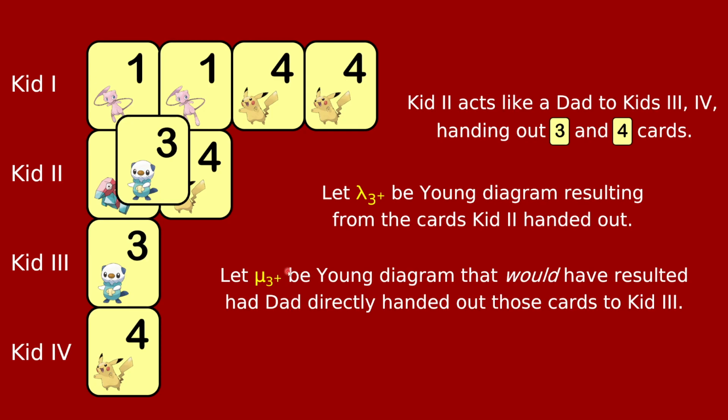And the lower rows majorization theorem is just this, that lambda 3 plus majorizes mu 3 plus. So somehow the version where kid 2 is playing the role of the dad is more top-heavy, or beneficial to the older kids, than mu 3 is. So maybe it's a father-knows-best kind of situation where it's fairer when the dad hands them out. Okay, and so this majorization theorem lets us reason about the behavior or the number of cards in, let's say, an interior row like lambda 3.